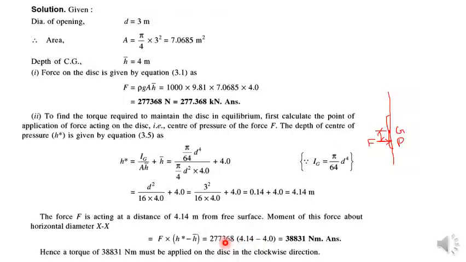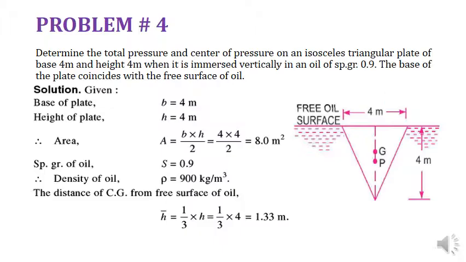If you subtract, this difference gives you the moment arm that produces the torque of this hydrostatic force, which is required to maintain your circular disc in equilibrium. So this torque will be equal to 38831 Newton meter, which should be applied on the disc in the clockwise direction so that your disc will remain in equilibrium.